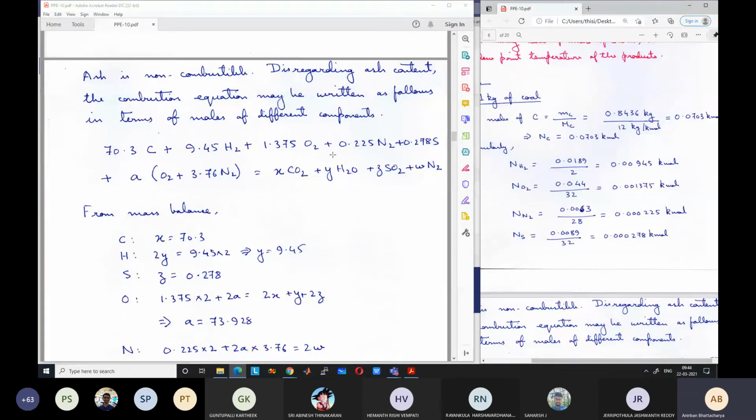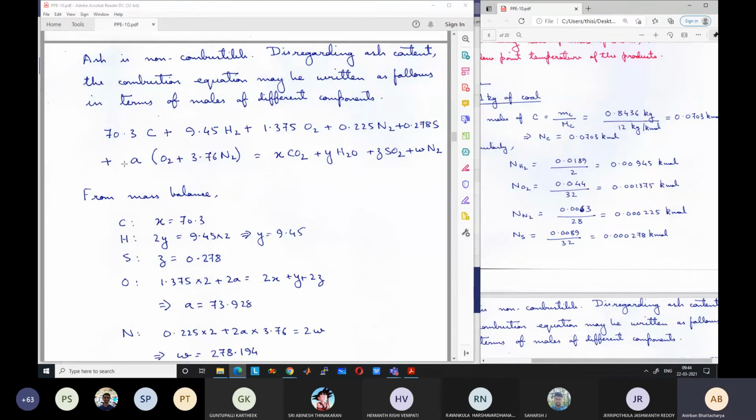So now we can find the value of A. By balancing oxygen, on the left hand side you have 1.375 into 2 atoms of oxygen, so 2 into 1.375 plus 2 into A. This is equal to the value on the right hand side, where we have 2 into X plus Y plus 2 into Z.